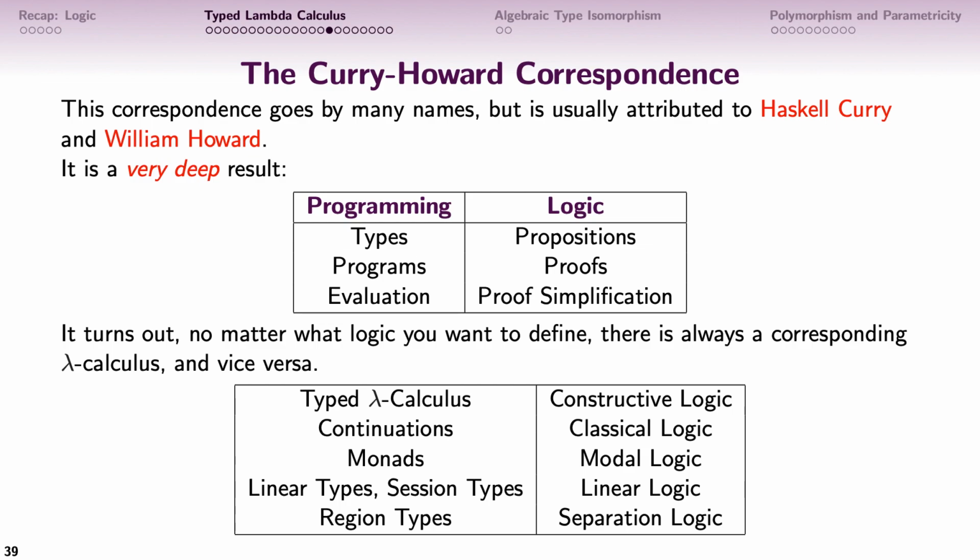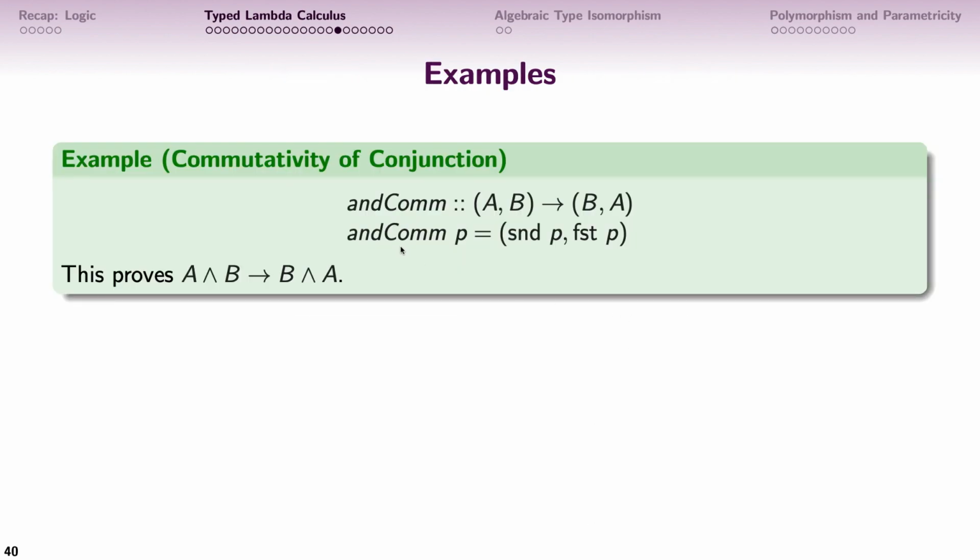So if I wanted to prove commutativity of something like conjunction, then I could do that by providing a function. Remember, conjunction corresponds to tuples, so if I have a function of type a tuple of A and B to a tuple of B and A, that's the same thing as A and B implies B and A, right? Which is my commutativity of conjunction.